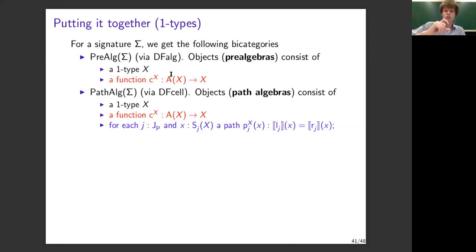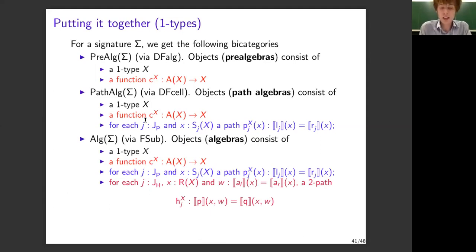So first we look at the point introduction rule, so pre-algebras. Then we look at the pod introduction rule, so pod algebras. And at every step, 1 component of data is added. So here we have 1 component, namely the function, and here we have the pods. And lastly, we define algebras by adding the last component, namely the introduction rule for the homotopy constructor.